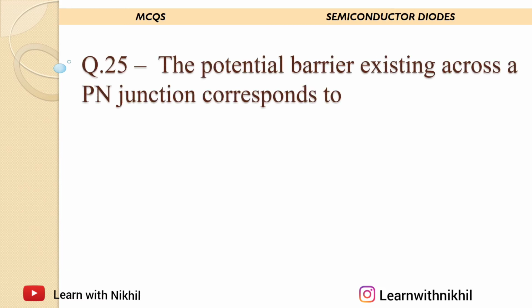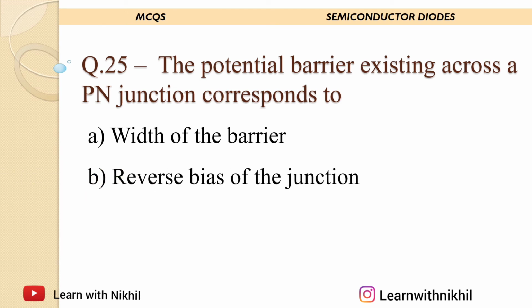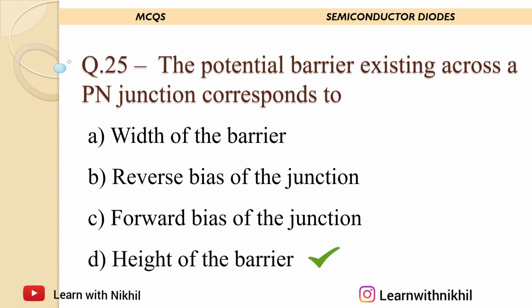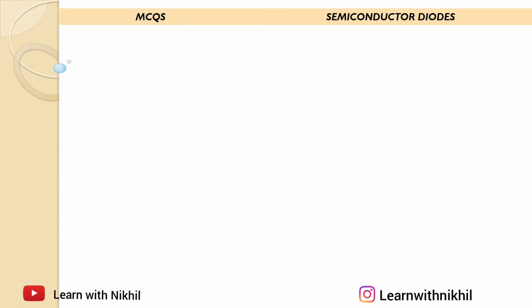Next question. The potential barrier exists across the PN junction corresponds to A, width of the barrier, B, reverse bias of the junction, C, forward bias of the junction or D, height of the barrier. And the answer is height of the barrier.